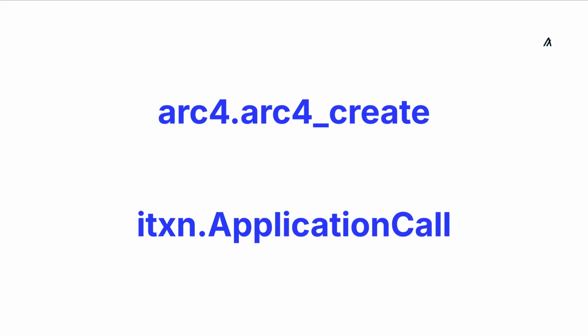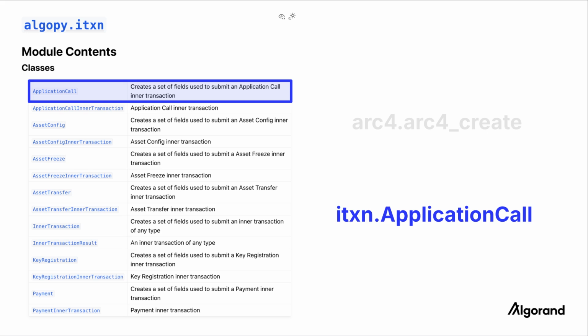Now, there are two ways to deploy a smart contract with inner transaction, using the arc4.arc4_create method or using the itxn.ApplicationCall class. Using the itxn.ApplicationCall class to deploy a smart contract is an advanced technique that requires a lot of manual configuration. So the recommended method is to use the arc4.arc4_create method. And there's a separate video talking about it, so please refer to that video to learn about the arc4 method.